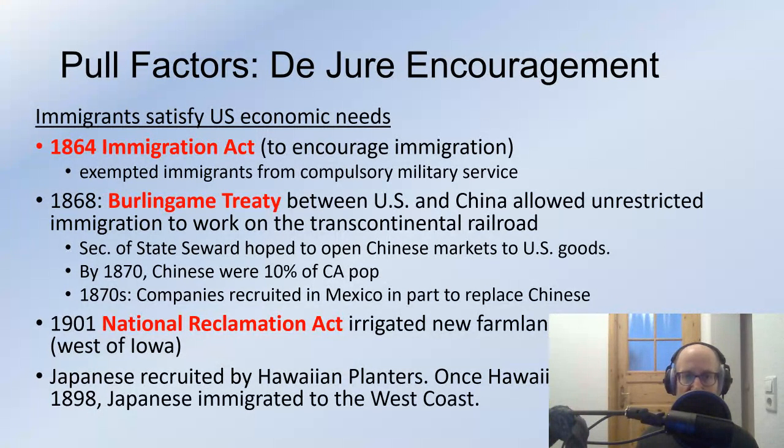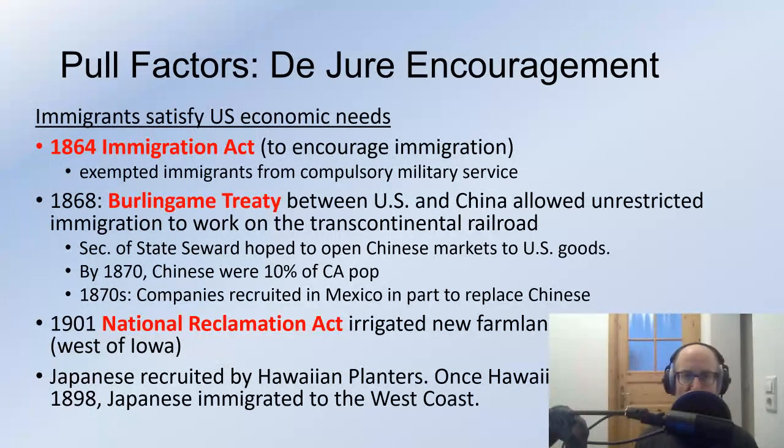And by 1870, the Chinese were 10% of the population of California. And then the Chinese quickly became hated, vehemently so, as you will see in this talk. And so the railroad companies began to recruit in Mexico to replace the Chinese or to compete with Chinese laborers, driving wages down.